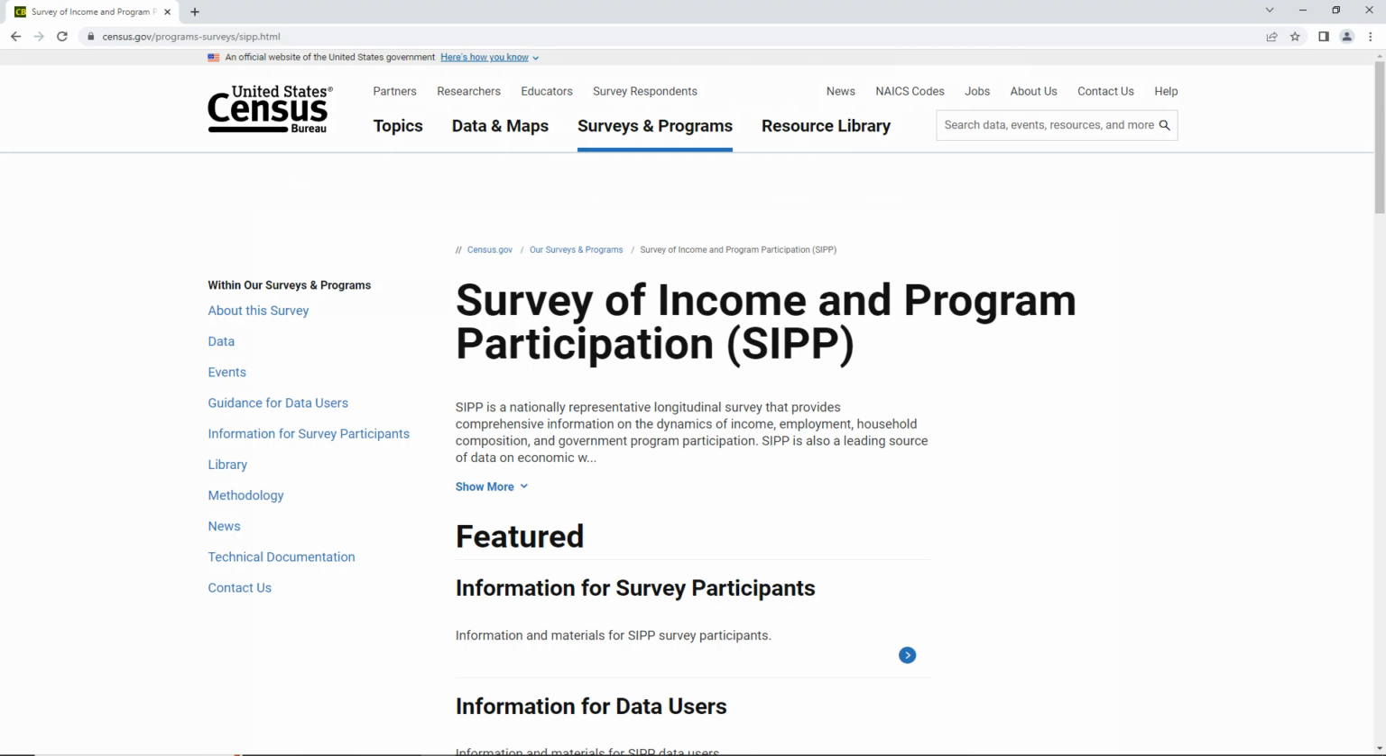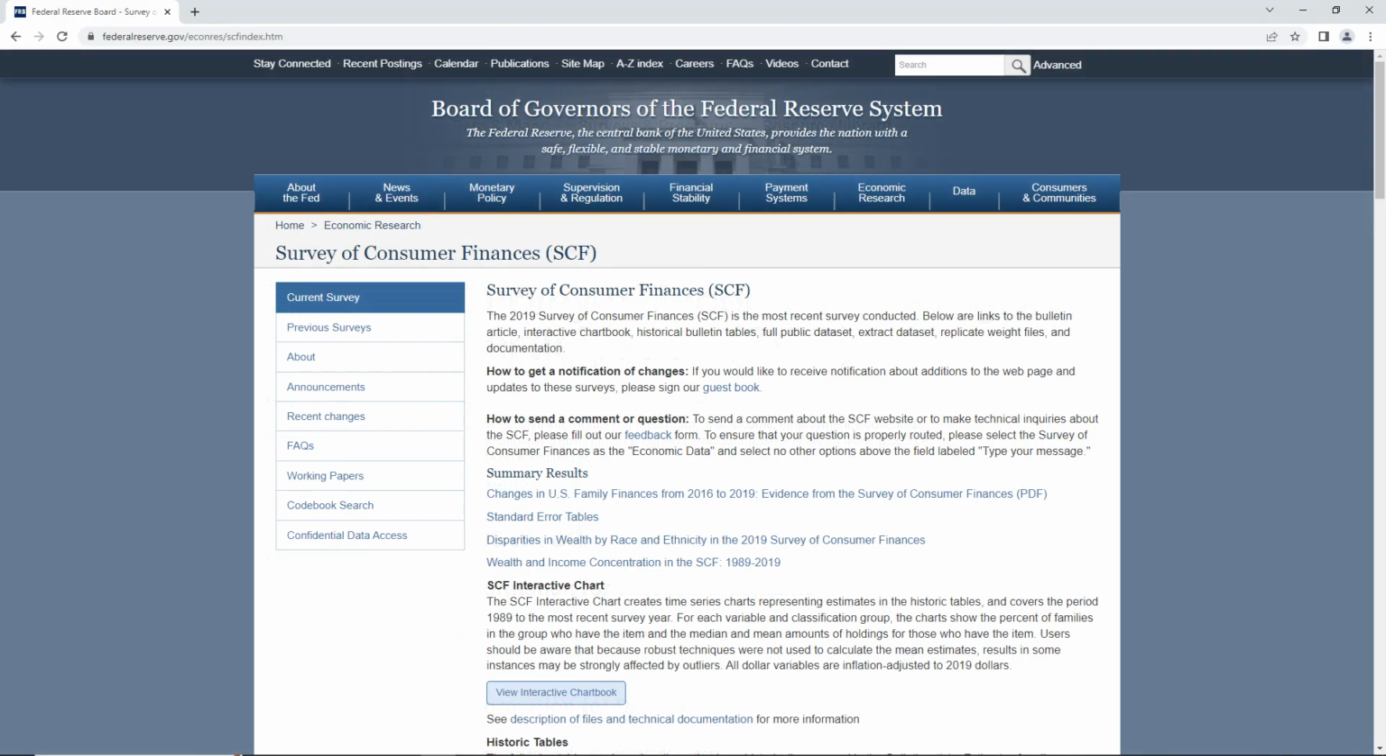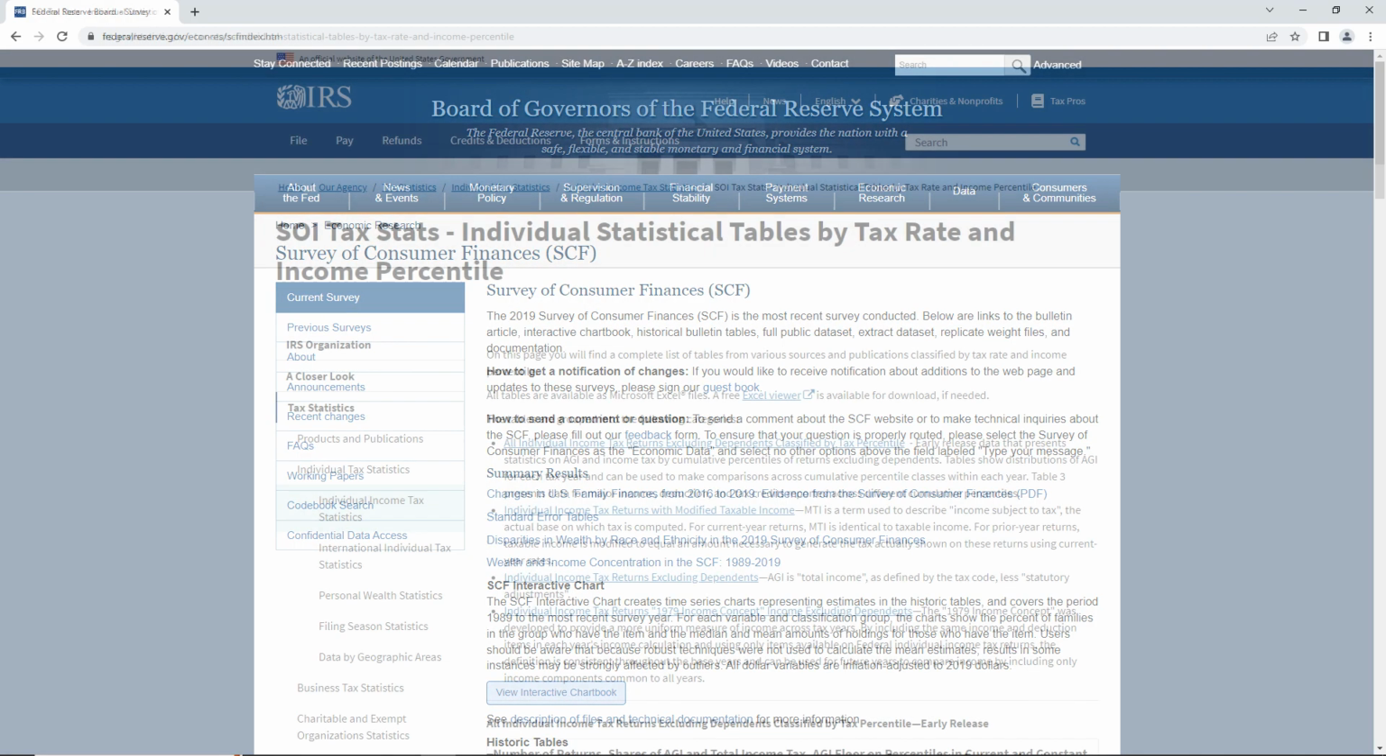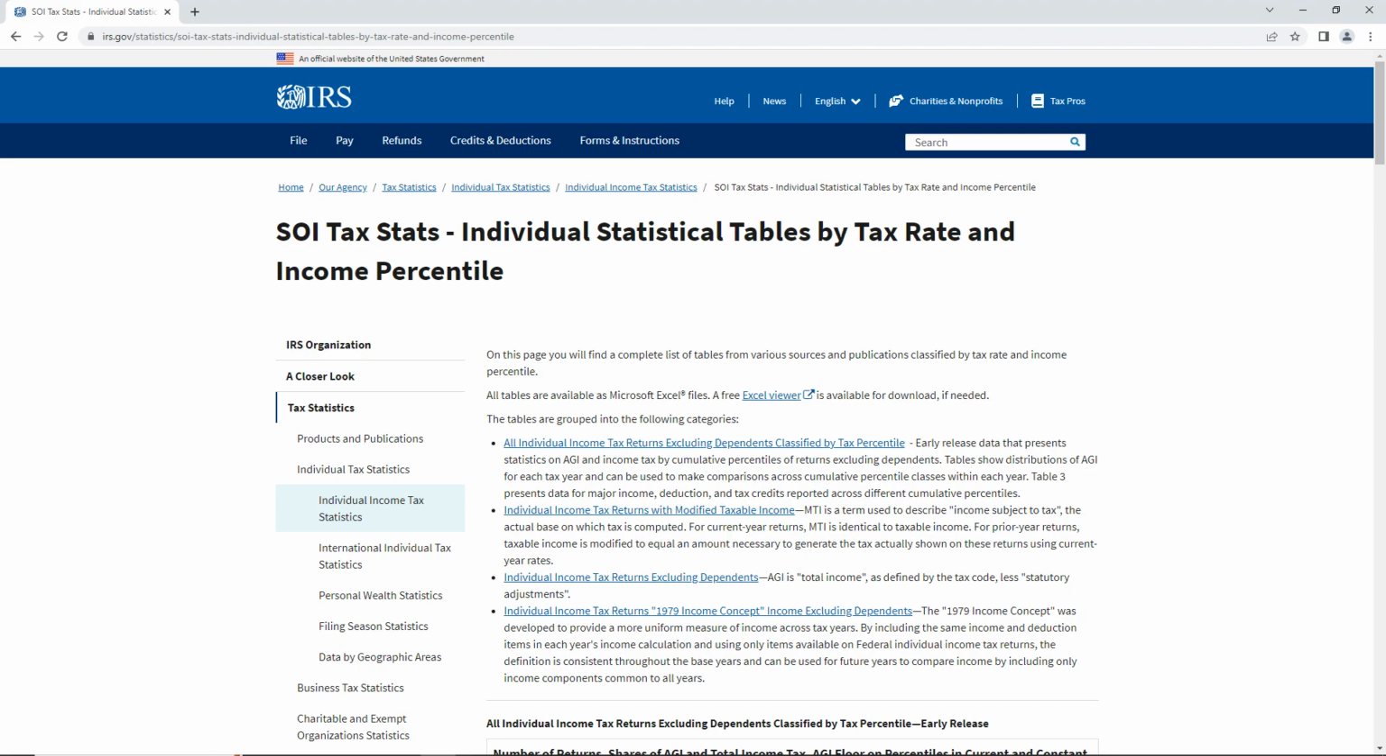Another source is the Survey of Consumer Finances, or SCF, which is conducted every 3 years with about 6,500 households. It is run by the Federal Reserve Board and provides highly detailed information on income, assets, debt, and other aspects of household finances. A third source is the IRS, which provides data on income from tax returns filed with the government.